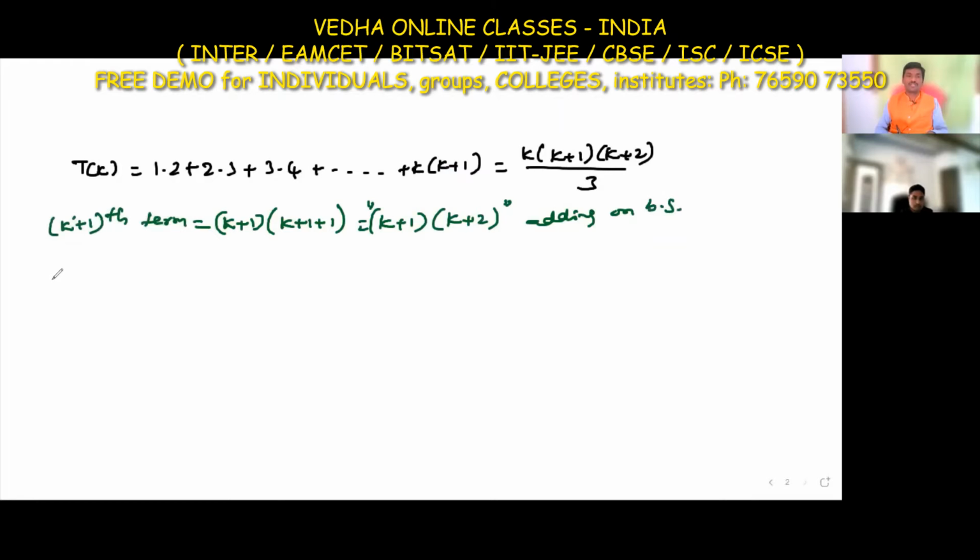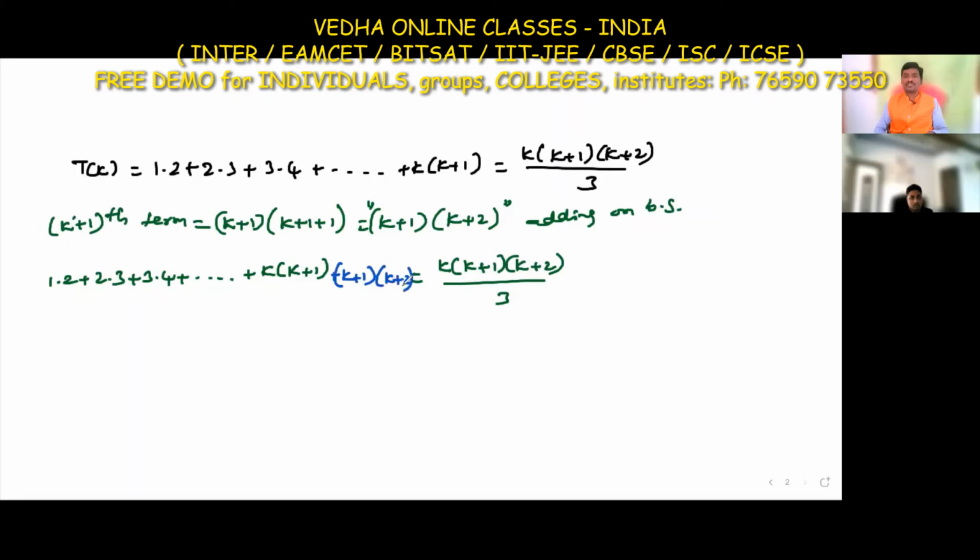If we add on both sides, then on the left side we get 1 into 2 plus 2 into 3 plus 3 into 4 and so on plus k into (k plus 1), which is equal to k into (k plus 1) into (k plus 2) divided by 3, where I am adding the (k plus 1)th term, that means plus (k plus 1) into (k plus 2), on both sides.